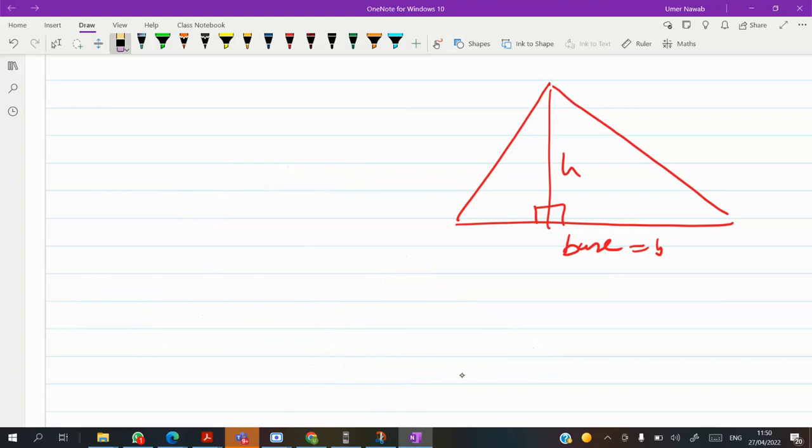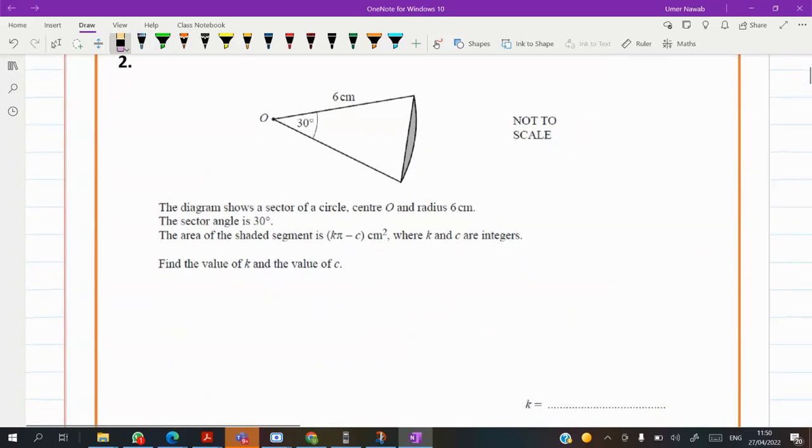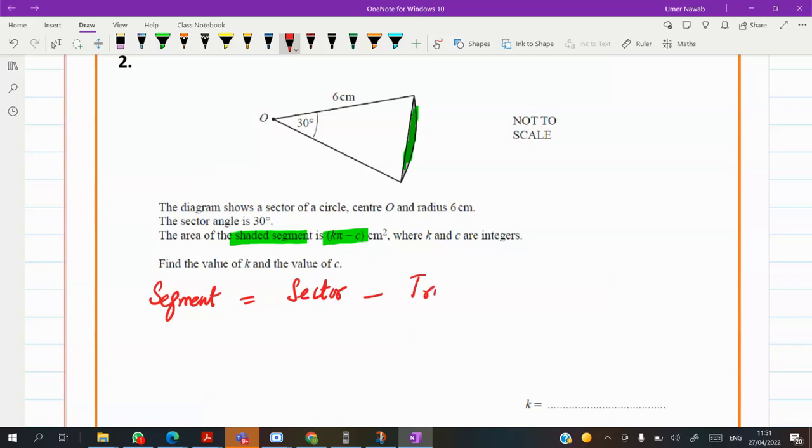Now let's come back to the question. In the question, he says the radius is given. He has left one unknown in the area of a segment. Guys, this portion is called a segment. Why? Because any area which is enclosed between a chord and an arc is called a segment. So how do we write the segment area? Segment area is equal to sector minus triangle.